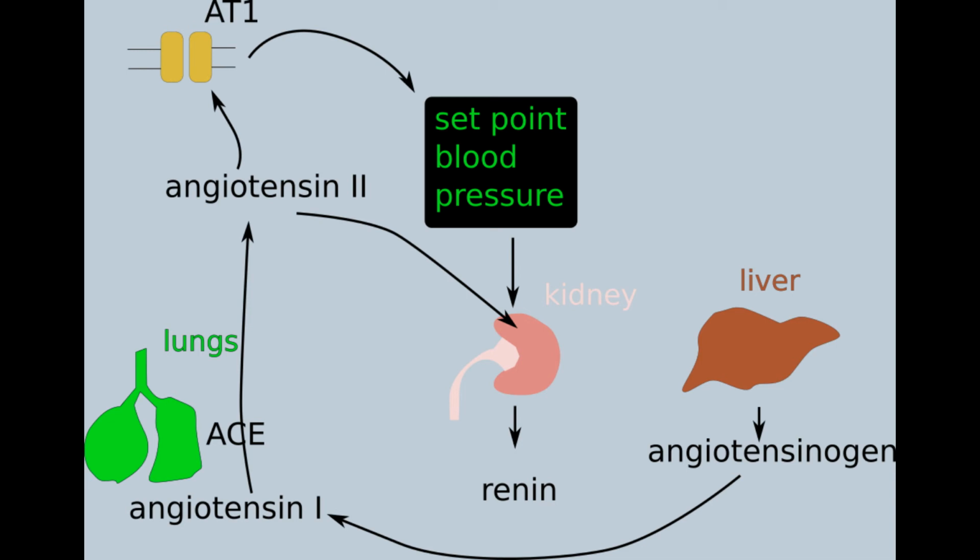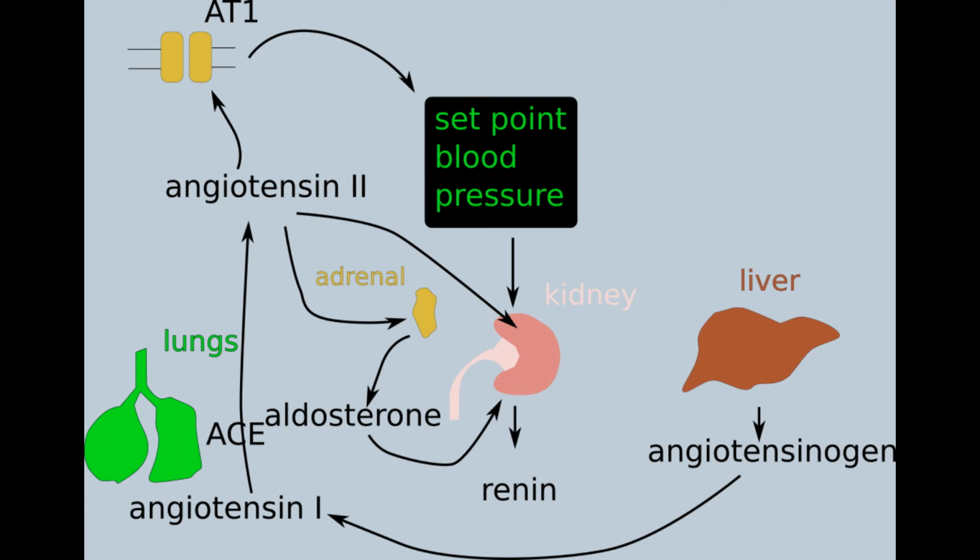As we have already seen, angiotensin 2 stimulates the release of aldosterone from the adrenal gland. Aldosterone acts on aldosterone receptors in the collecting duct of the nephron. This causes sodium channels to be inserted into the wall of the collecting duct, and it also causes more sodium-potassium pumps to be inserted as well. Both of these things work together to increase sodium reabsorption.